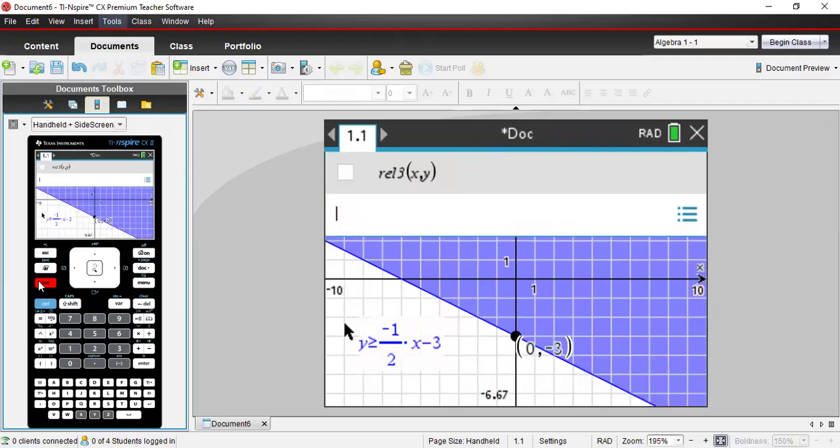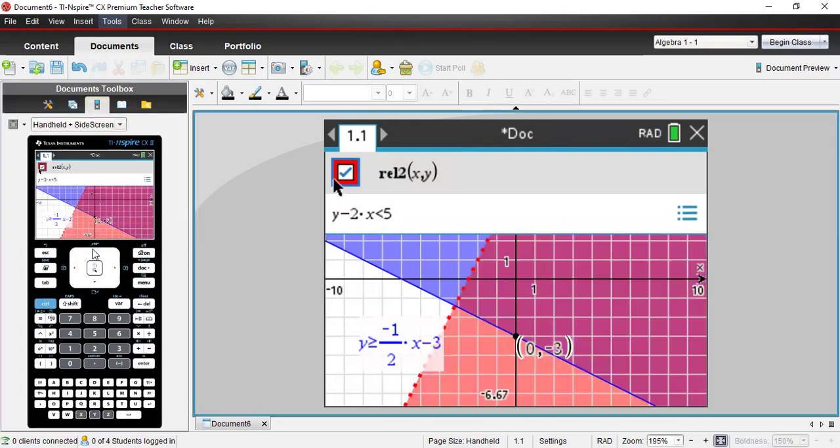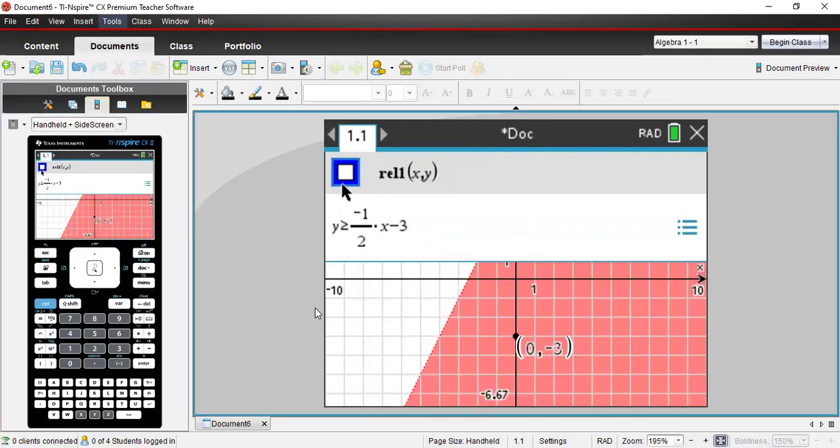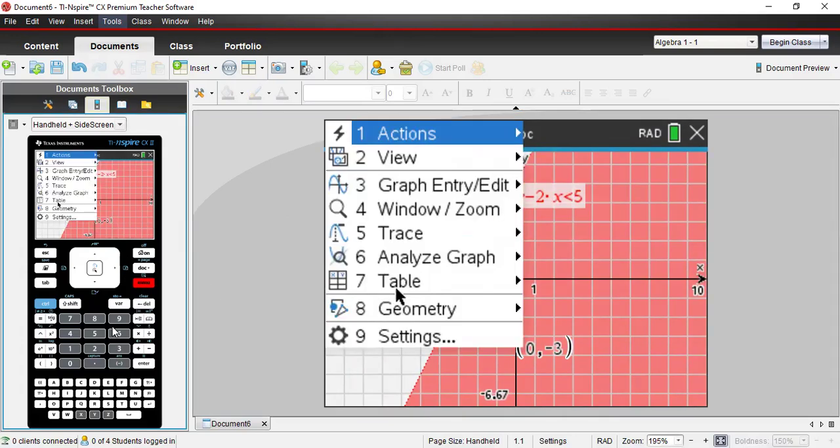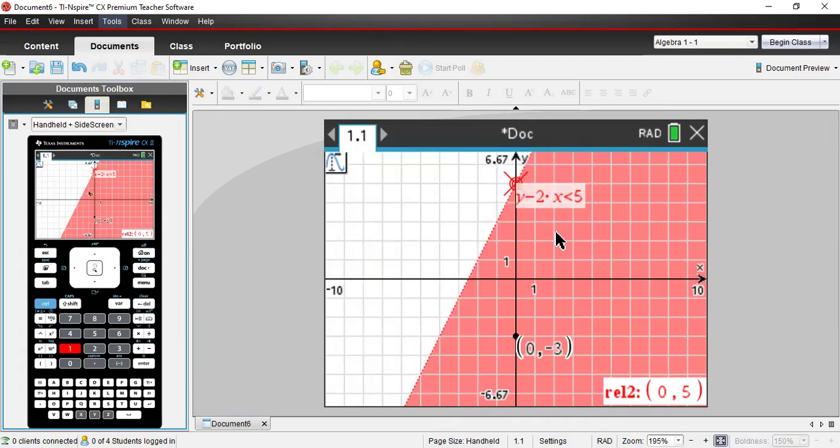Now I'm going to press tab. I'm going to go up. I'm going to click on the red and bring that back. And then I'm going to go to the blue and unclick that because I don't need it now. And I'm going to do the same process. I'm going to do menu 51, and then I press enter. And so in this case, I have (0, 5).